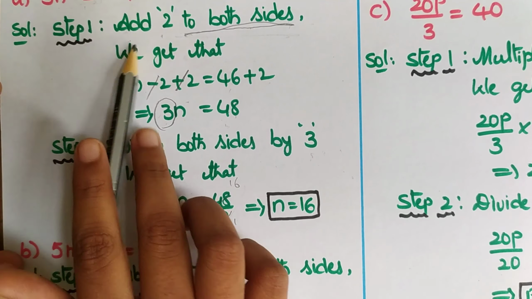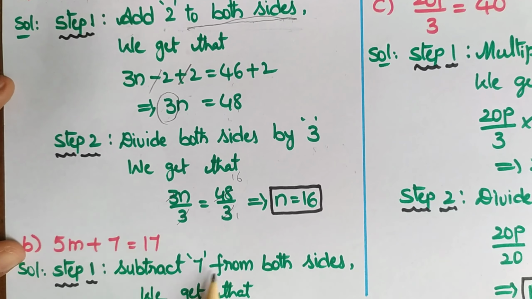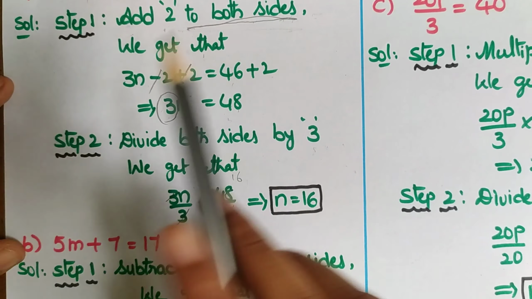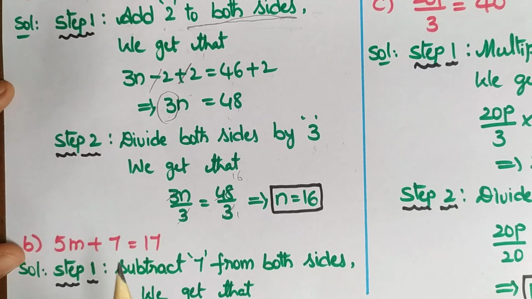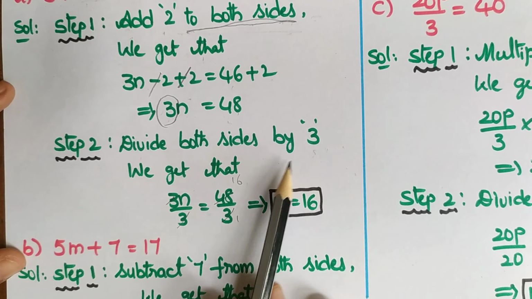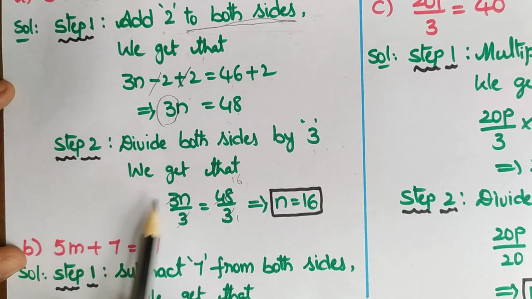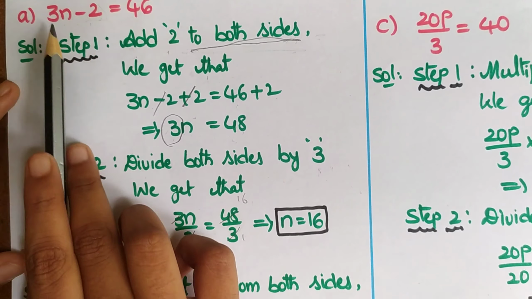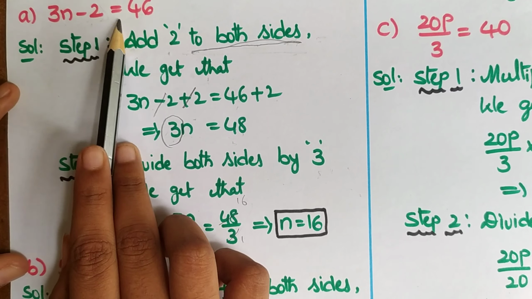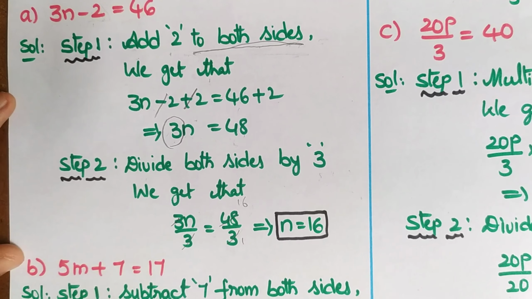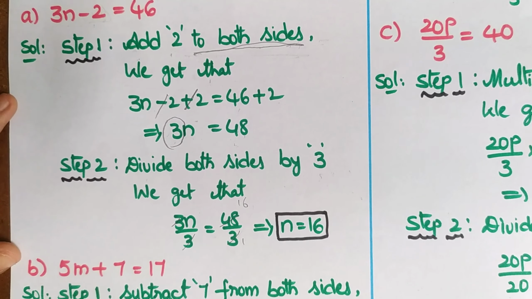So add 2 to both sides, subtract 7 from both sides, we get that. Multiply both sides by any number. Okay, multiply both sides by 5. Divide both sides by 3, we get that. In this way you can write the statements. Now you see here friends, coming to the problem, 3n minus 2 is equal to 46, where n equal to 16 is the answer.